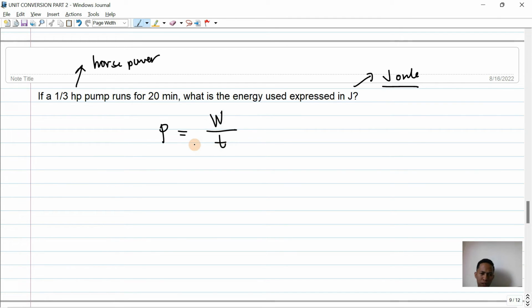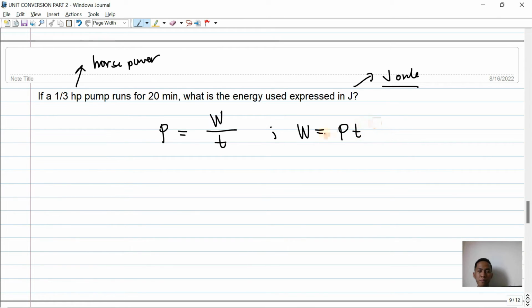So power can be energy per time or work per time. So same unit lang naman siya. So you can express that as W over T. Okay, so dito what is the energy used? So that is W. So W equals power times time.